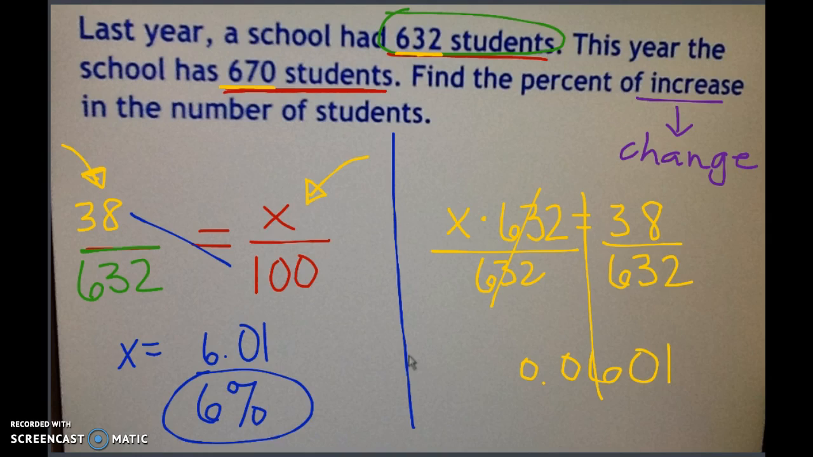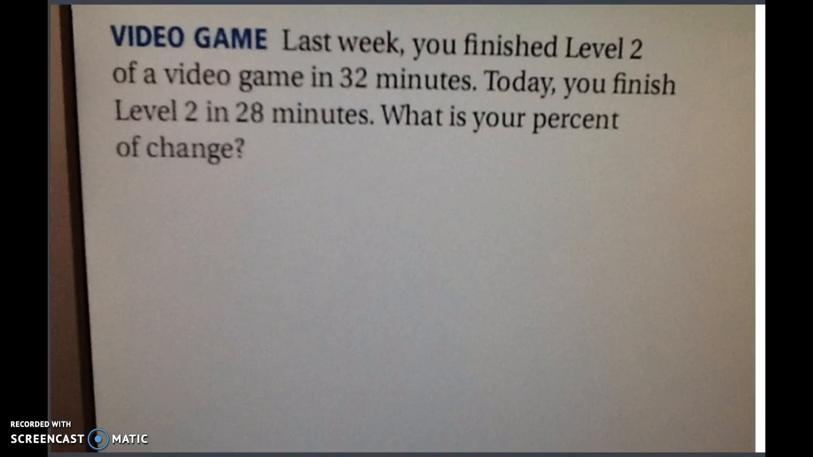So I have to change that to a percent. So I'm going to move it over twice, and I still get 6.01%. So either way I did it, it was a 6% change or a 6% increase. That's what it changed by. So anytime you're working with what did it change by or what amount did it change by, that's called percent of change. Okay, let's look at another one.